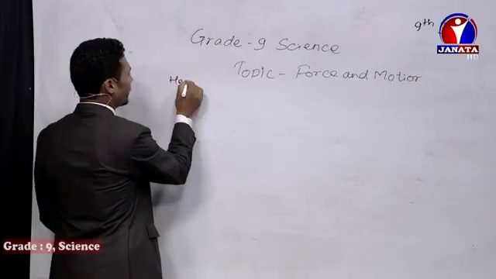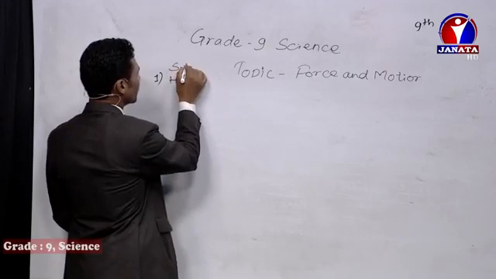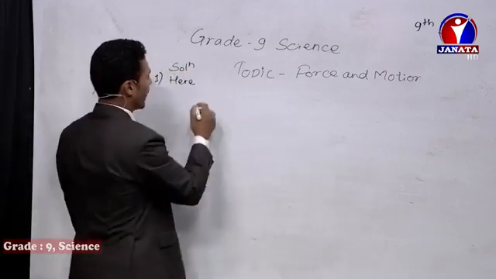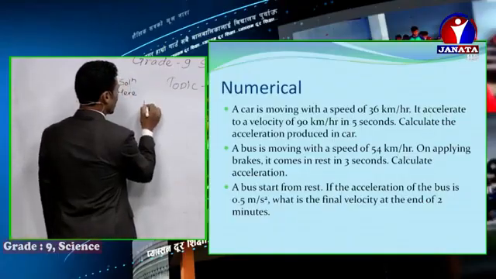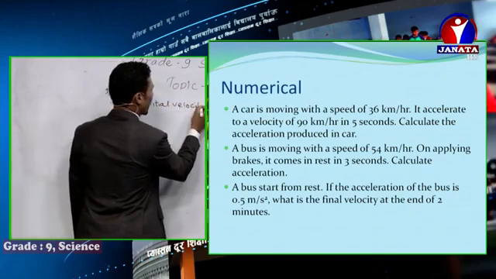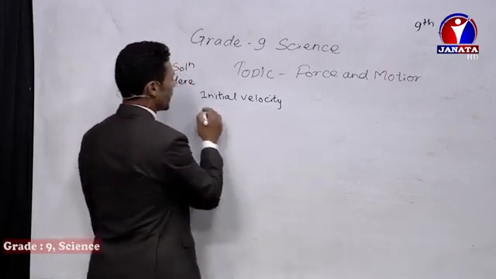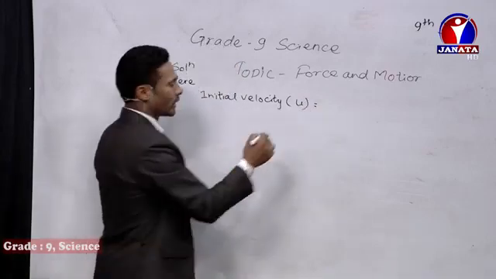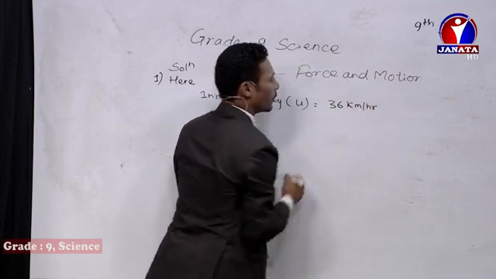So here, I'll write down this number 1. What is given over there? The speed is given, right? So that we will write down as the initial velocity. We can write down the speed also, if that is in the same direction. So initial velocity will be represented by u. It is given as 36 kilometer per hour, right?